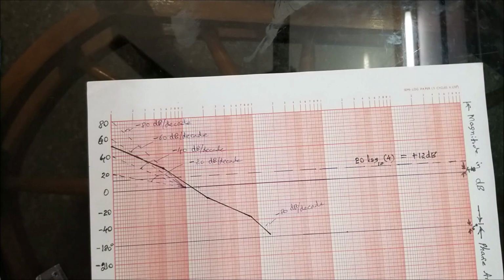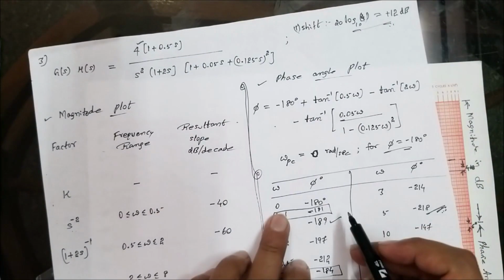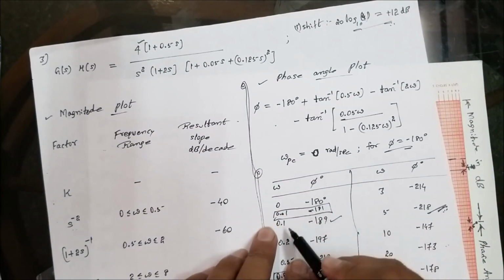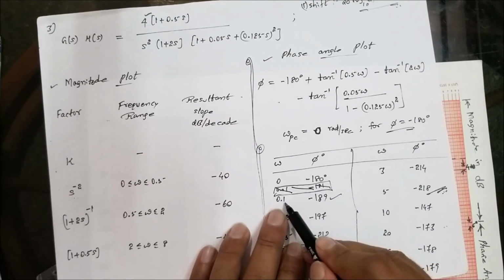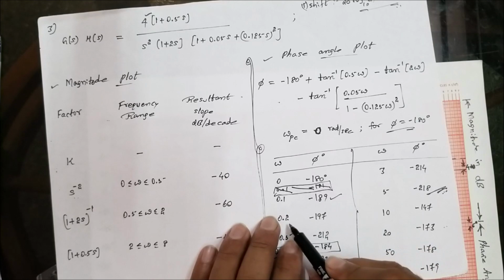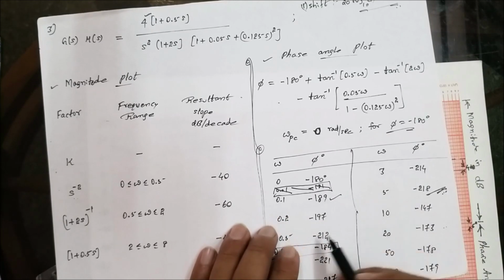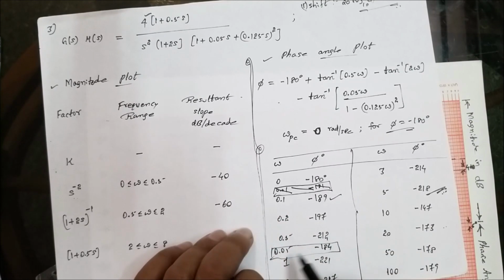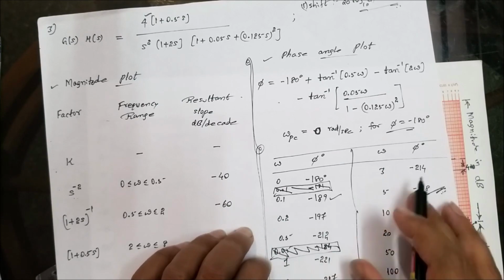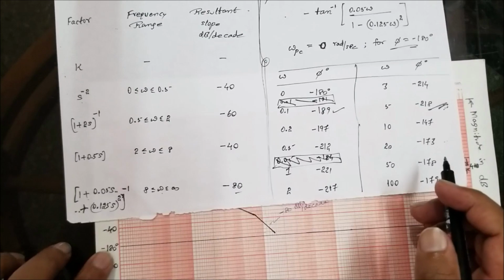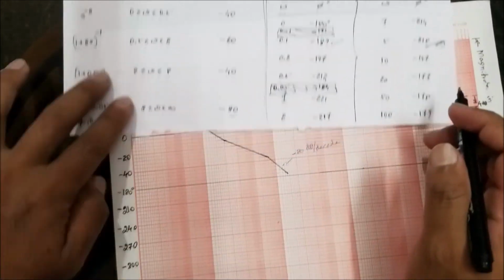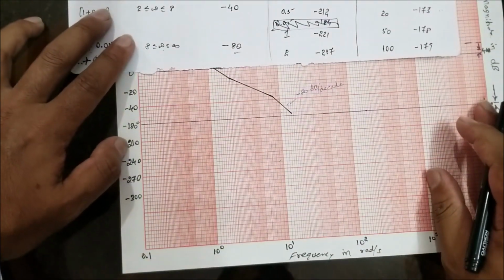Now coming to the phase angle plot. At 0 it is minus 180. Now at 0.1, so this is not required. At 0.1 it is minus 189. At 0.2 it is minus 197. At 0.5 it is minus 212. So this is also not required. So I have the values. Now mark it. At 0 it is minus 180. This graph does not contain 0 radians per second, right?